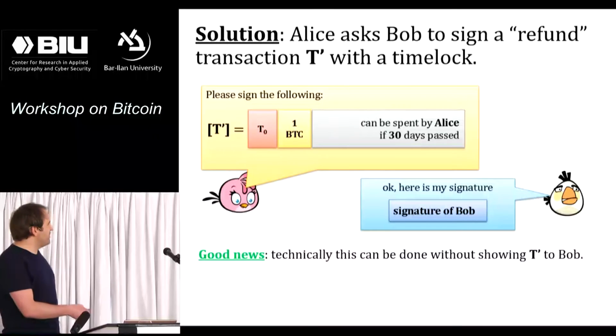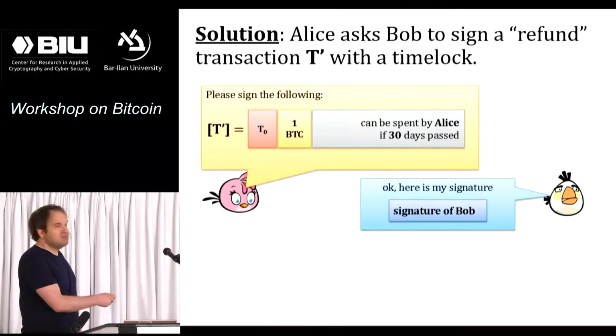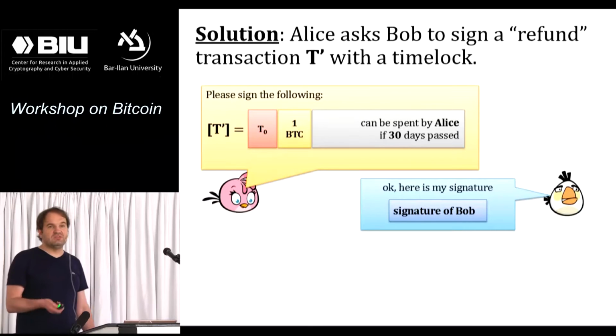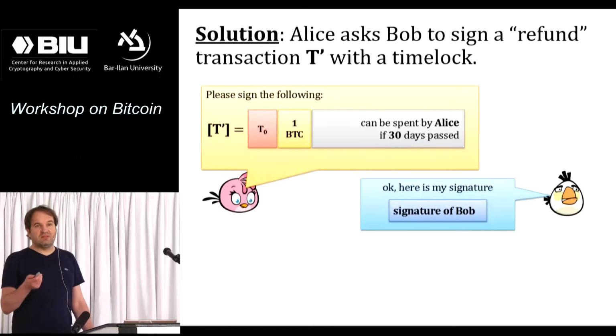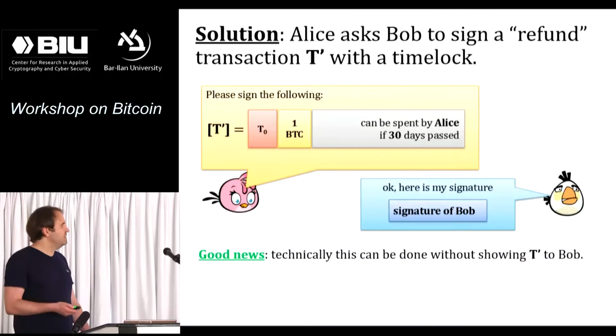There's a little problem here: we don't want to send this transaction T0 to Bob, right? Because then he could post it on the blockchain. But fortunately this can be done, because we sign hashes, right? So this can be done.